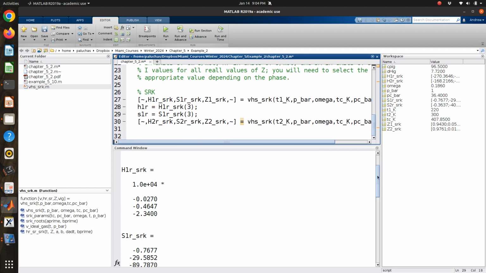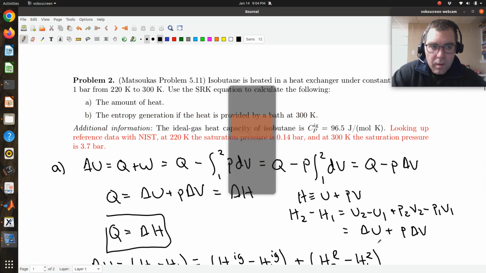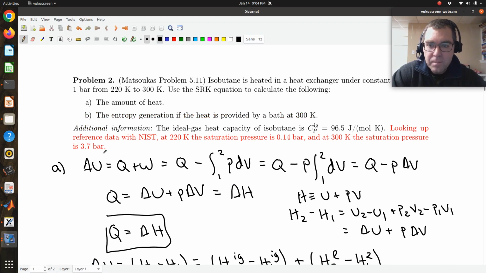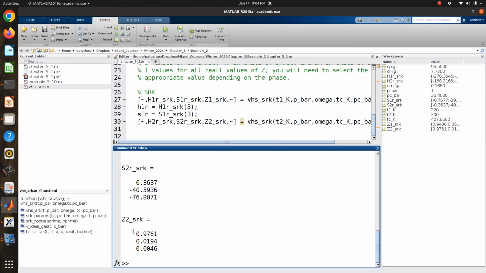Okay, and then for state 2, we said at 300 Kelvin, P sat is 3.7 bar. So since P is less than P sat at 300 Kelvin, then I have a vapor. So my vapor root, that's going to be my first one.